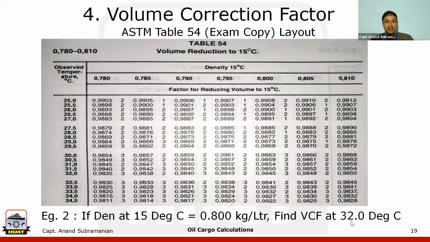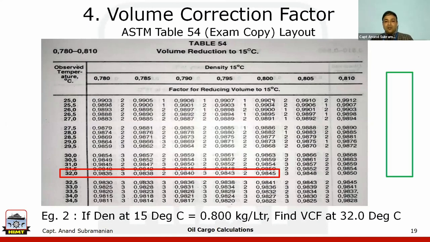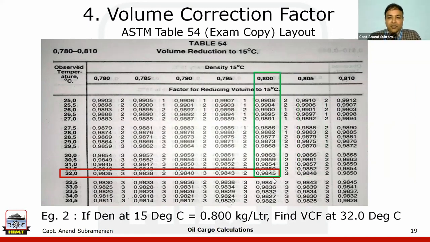0.9854 or 0.9845? 0.9845. So again, the procedure is simple. We keep the horizontal row at 32 degrees, the observed temperature, and the density is 0.800, and where they both meet is 0.9845. Practically also, please use a scale, because we should not make a mistake in going up and down, especially when you reach a distance far away from the temperature. You may go wrong, especially if the value is hidden in the middle somewhere. So this is how it is taken.